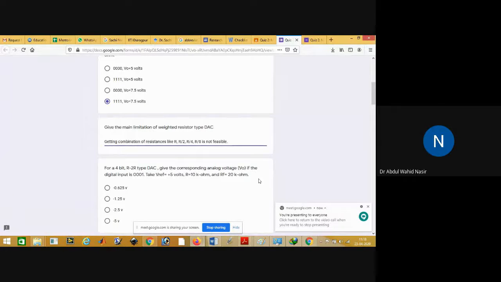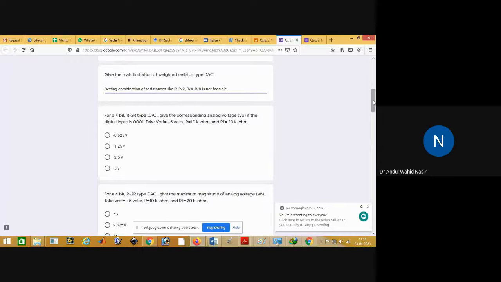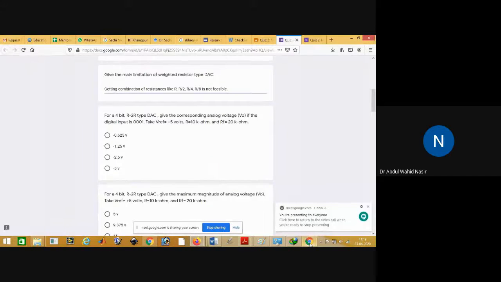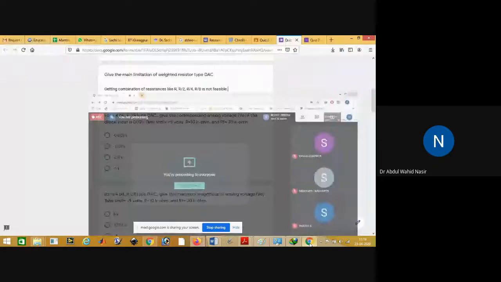Now moving to the fourth question. For a 4-bit R2R type DAC, give the corresponding analog voltage if the digital input is 0001. Take V reference as 5 volt, R is 10 kilo ohm, and RF is 20 kilo ohm. So what is the output V0 in this case? Any response? 0.625. Clear. Any doubt? If anyone is having any doubt, you can ask me now. No.